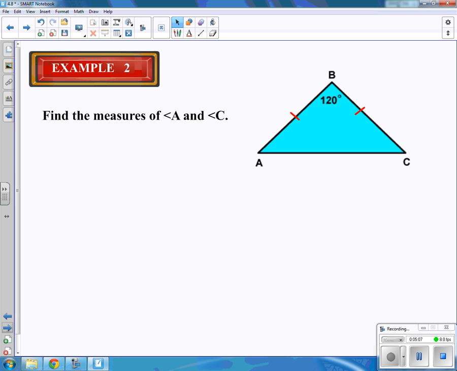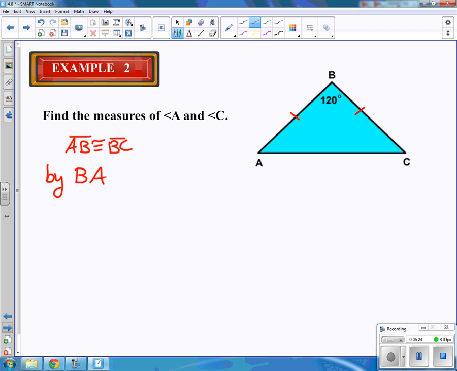So in my diagram, I can see I have an isosceles triangle because AB is marked congruent to BC. So put that over here. AB is congruent to BC. And because of that and the base angles theorem, which I'm just going to shorten to BAT for now, by the base angles theorem, I know that angle A is going to be congruent to angle C because those are the opposite angles. So I'm going to mark that in my diagram.